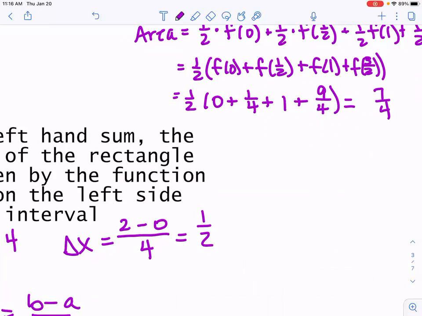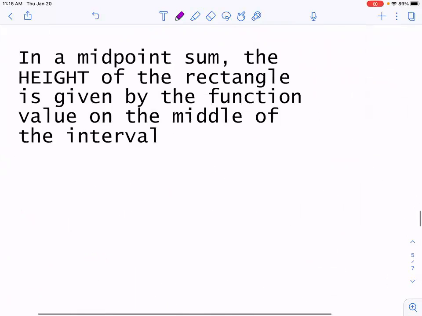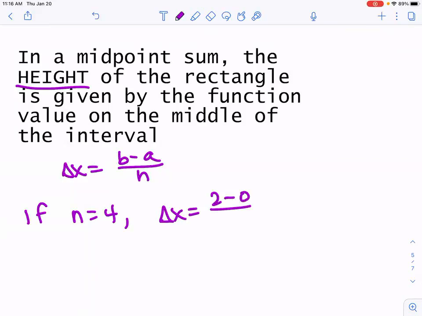Let's go ahead and talk about our midpoint approximation. So the midpoint approximation, we are going to get the height of the rectangle by the middle of the interval, okay, of each of our little subintervals. So remember, delta x is b minus a over n. And in this case, if n is 4, then our delta x is 1/2. Okay, boring. This is the third time we've done that. Okay, when you've gotten this written down on the inside of your flap, let's go ahead and draw our pictures.